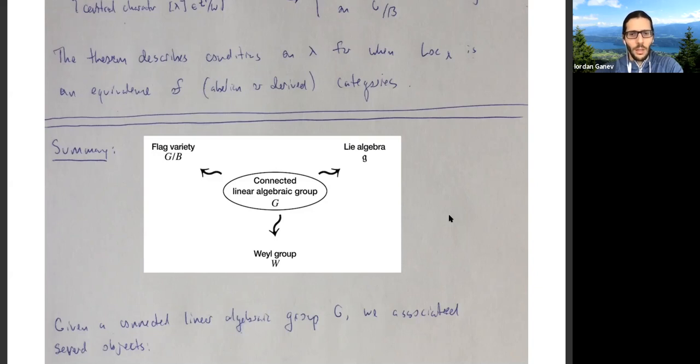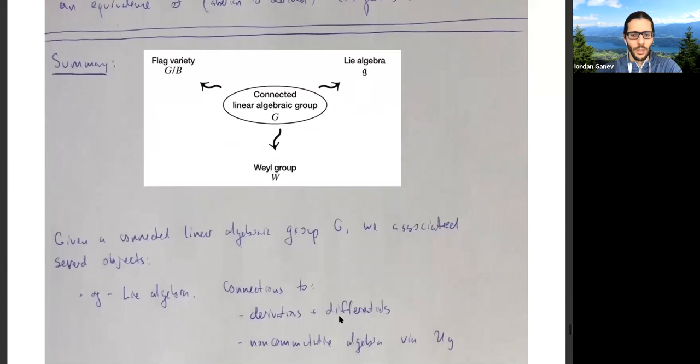And then in the second half of the course, we attached various objects to a connected linear algebraic group. We started with defining what the Lie algebra of a linear algebraic group is. That was connected to derivations and differentials, and it's connected to non-commutative algebra via the universal enveloping algebra. We also defined the flag variety, G mod B, and that was related to projective geometry. This is the projective variety, kind of the biggest projective variety that appears as a quotient of G. It's also related to moduli spaces.